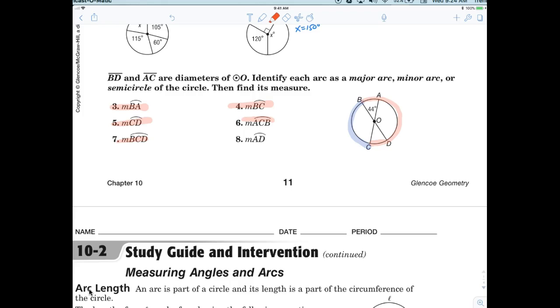I'm agreeing with you. Very simple. Do the problems with me, and I promise you I'm answering your questions. Say it again. So did you draw BCD? Tell me how far around the circle you're going.